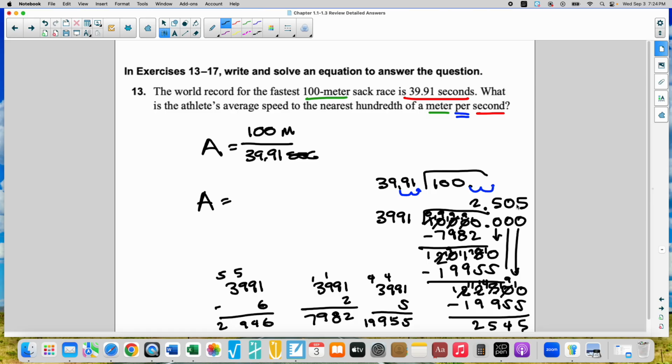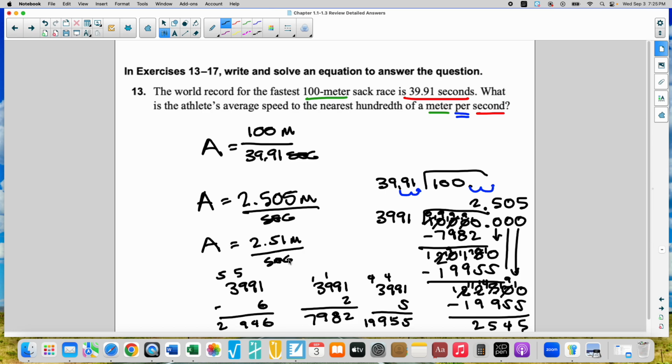So there's my number. So it is 2.505 meters per second. Now they say round to the nearest hundredth, so my average speed is going to be 2.5. Since we're rounding to the hundredths place, we look to the right. It tells me to round up. 5, 6, 7, 8, or 9 tells me to round up meters per second. And that would be the answer.